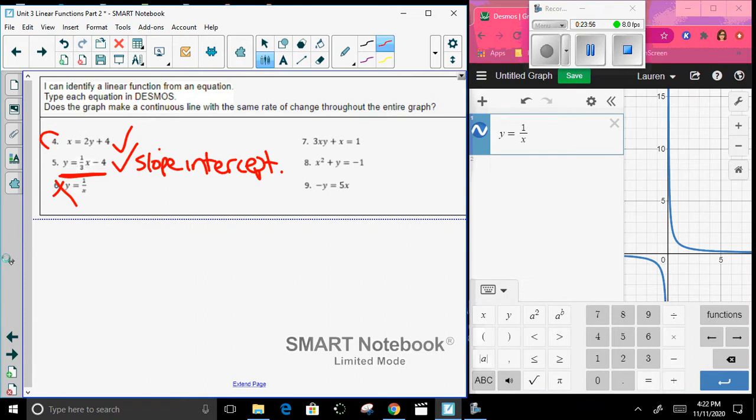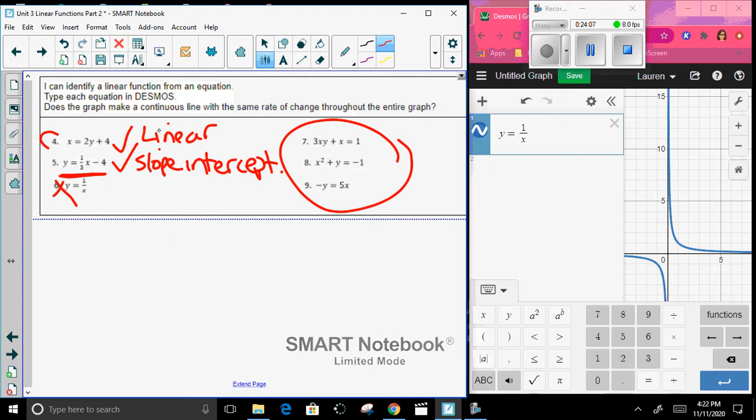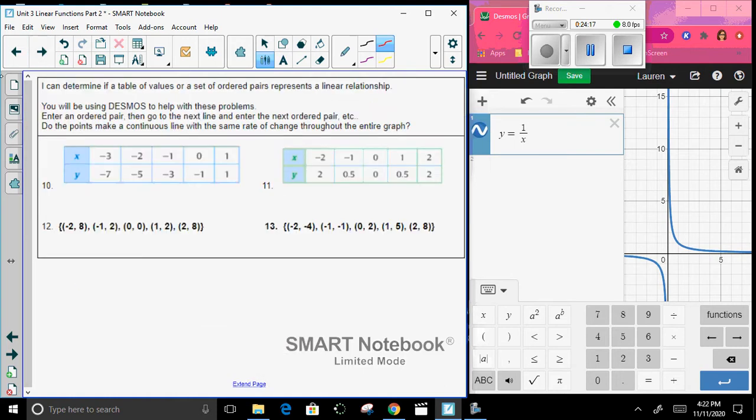You guys are going to go ahead and check these 3 and write whether it's linear. So I should have wrote linear here, and not linear. Y'all can pause this and go ahead and answer those 3. All right, so now I'm giving you a table and a set of ordered pairs, and I want to know if those are linear. Well, we can put it in our calculator and see.